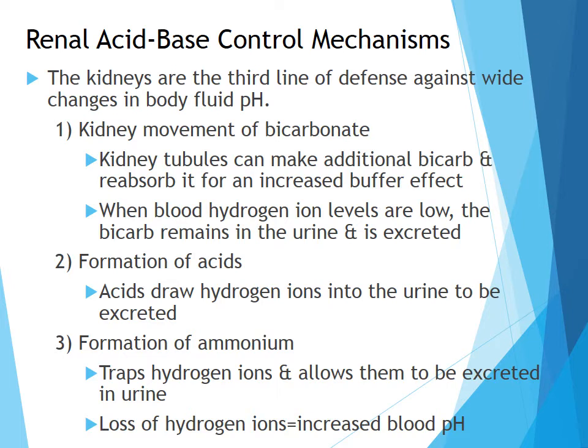As acids form, they actually draw our hydrogen ions into the urine, and they're excreted in our urine. So our renal system senses those acids and gets them out of our system. The other way that the renal acid-base control mechanisms work is that they trap hydrogen ions and allow them to be excreted in the urine. And this is through the formation of ammonium. And the loss of hydrogen ions will equal an increased blood pH as this ammonium is formed and hydrogen ions are trapped and excreted in the urine.